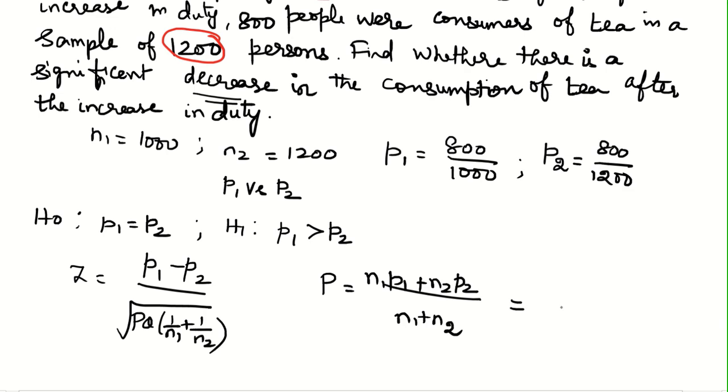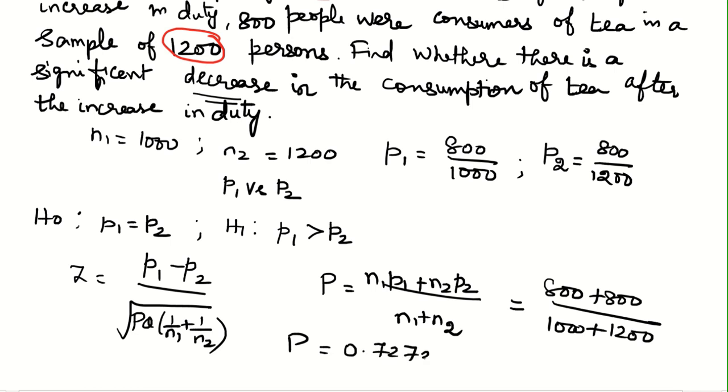So here you will be having 1000 into 800 by 1000, so the numerator will be 800 plus 800, divided by 1000 plus 1200. On simplification we get capital P as 0.7273 and capital Q will be 1 minus P, that is 1 minus 0.7273, which is 0.2727. So we got all the required data.